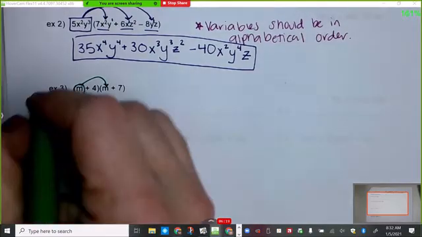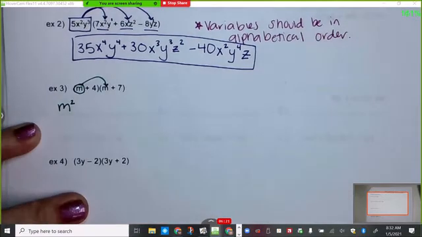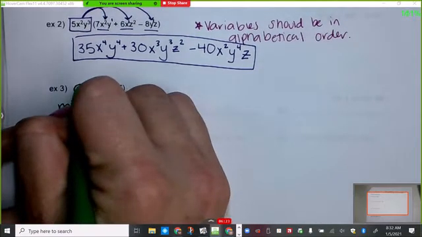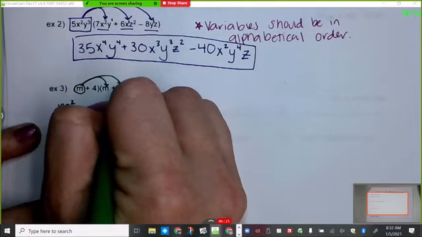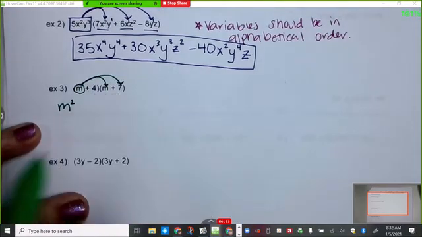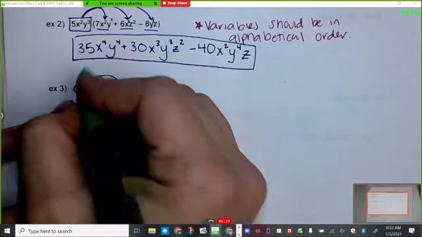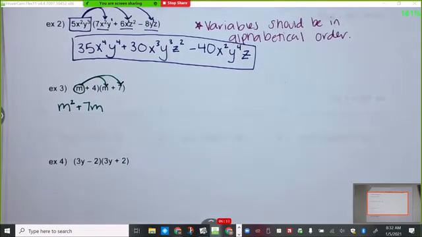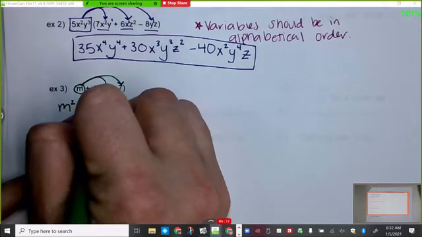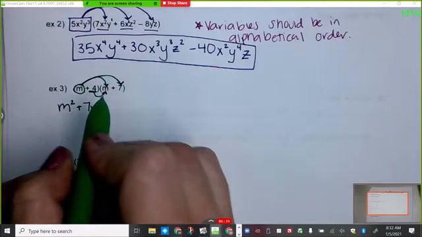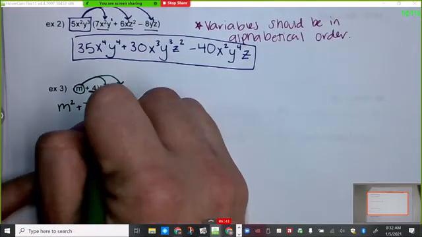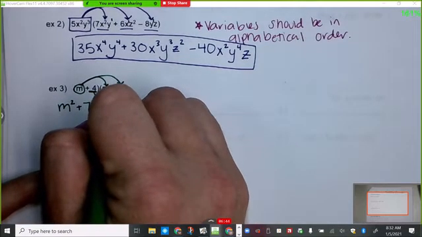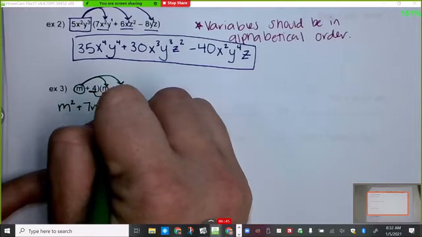M squared. Okay. Then outer, well, m is on the outside and 7 is on the outside. So what's m times 7? Okay. Then inner, well, 4 and m are on the inside. Positive 4. What's positive 4 times m? Positive 4m.